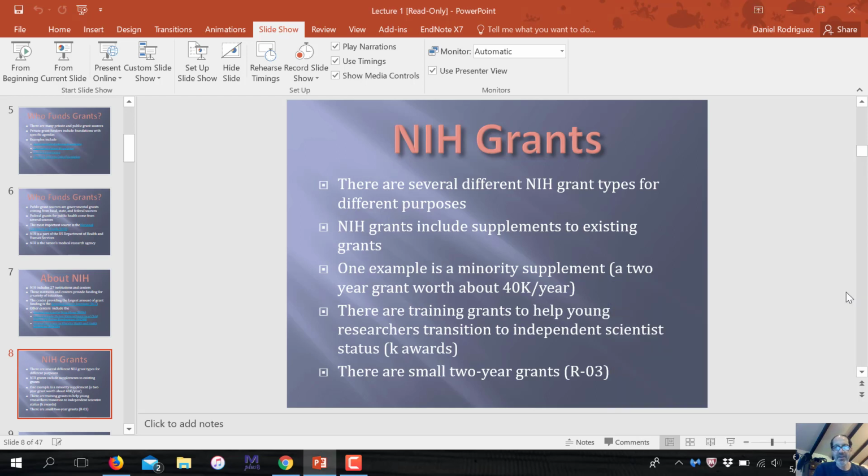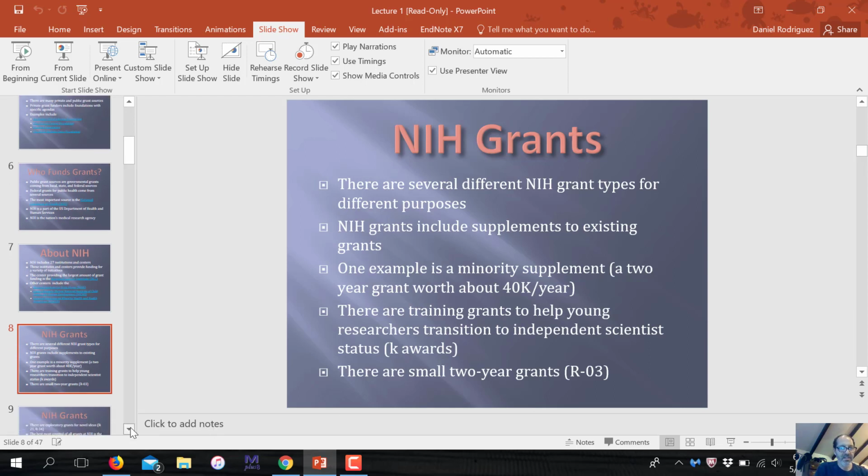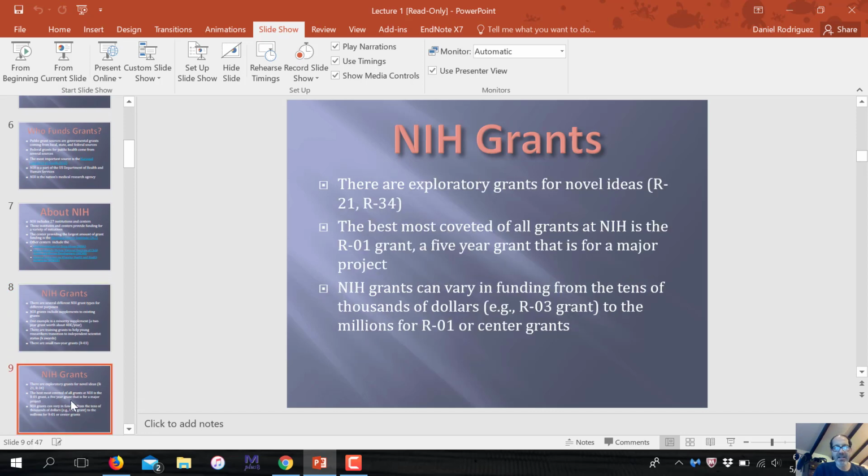All these grants have a specific title. The R01 is like the most coveted of all the grants in NIH. The R01 is a 5-year grant. It's usually in the millions of dollars.